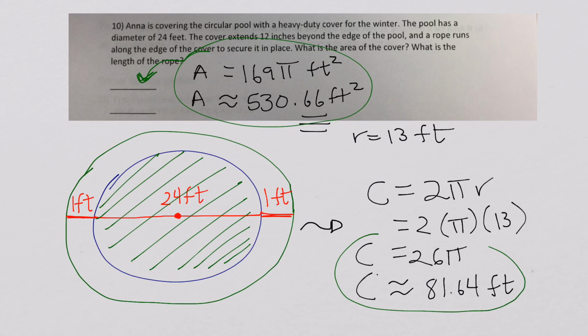This is going to be your solution for the second part, okay? And just to clarify as well, if you leave it as pi, you still have to have your units, okay? So don't forget the feet or the feet squared. If it's area, it's going to be squared. If it's circumference, it's not going to be squared. Make sure you include those in your answer.